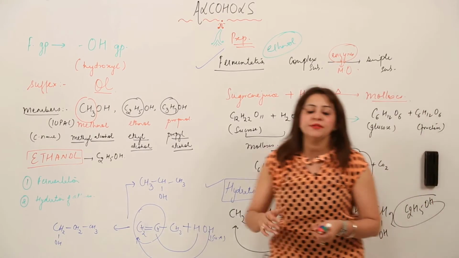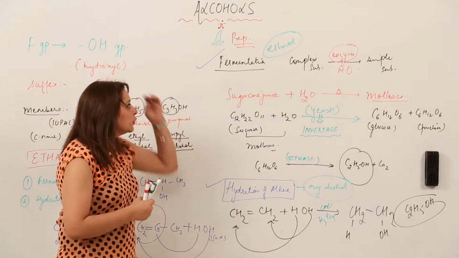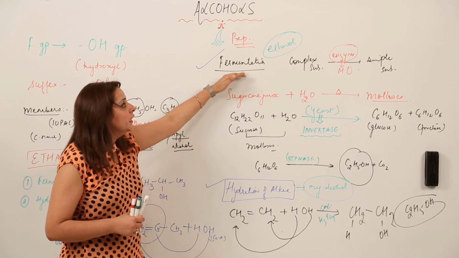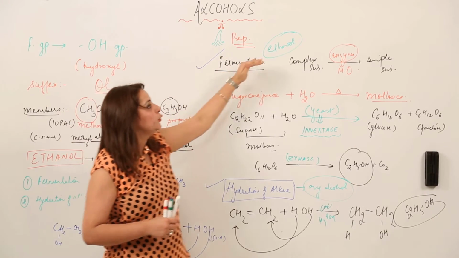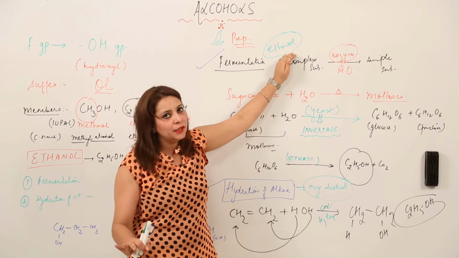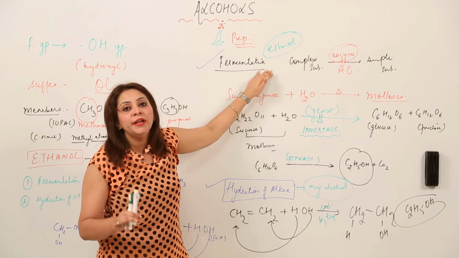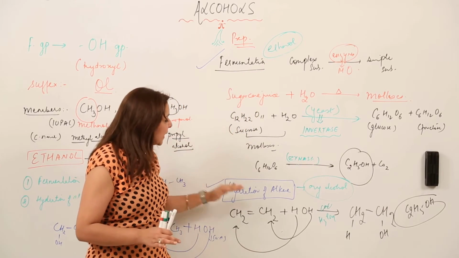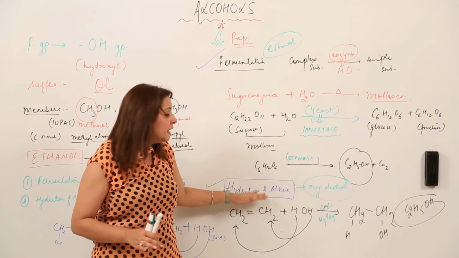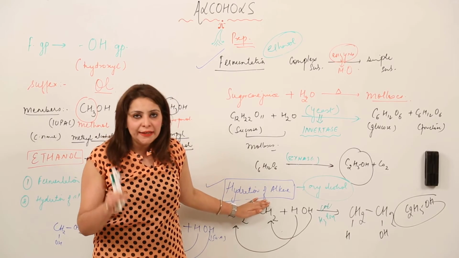So I think you are now familiar with the preparation. The first method is fermentation. This is the method which is strictly used for ethanol, not for any other alcohol, and this method is commonly used in breweries, right? The second is hydration of alkene. This method can be used to prepare any alcohol.